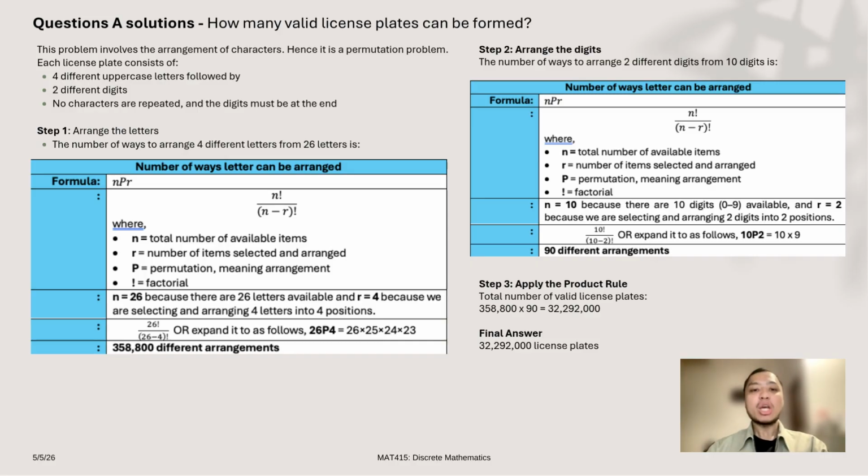Finally, we apply the product rule. We multiply the number of letter arrangements by the number of digit arrangements because both parts are needed to form one complete license plate. So 358,800 times 90 equals 32,292,000. Therefore, the total number of valid license plates is 32,292,000. That will be the final answer for question A.